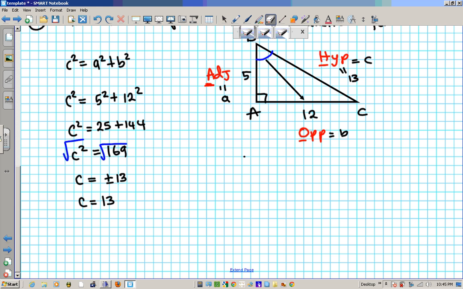Now that we have all 3 sides, we can now find all 6 trig ratios because we know H, A, and O for SOHCAHTOA. Alright? So first of all, let's look for sine B. What is sine? Let's write down the formula here, properly, SOHCAHTOA.